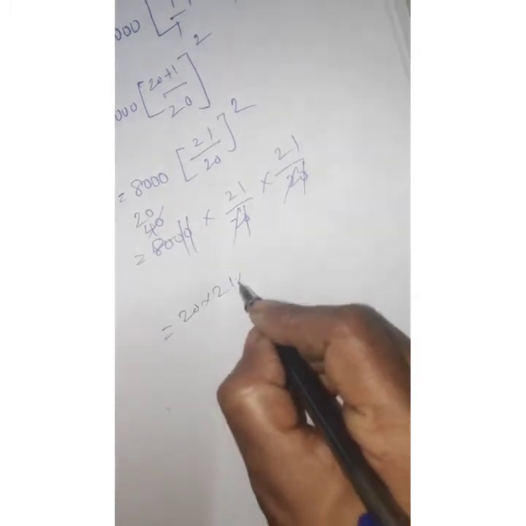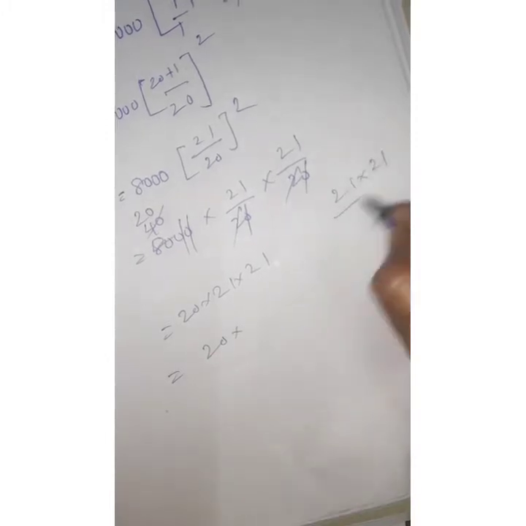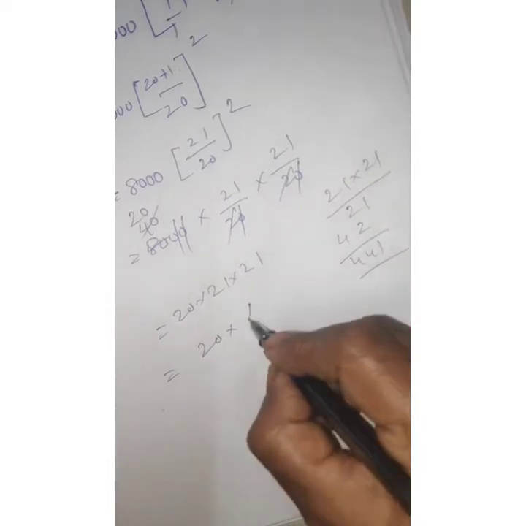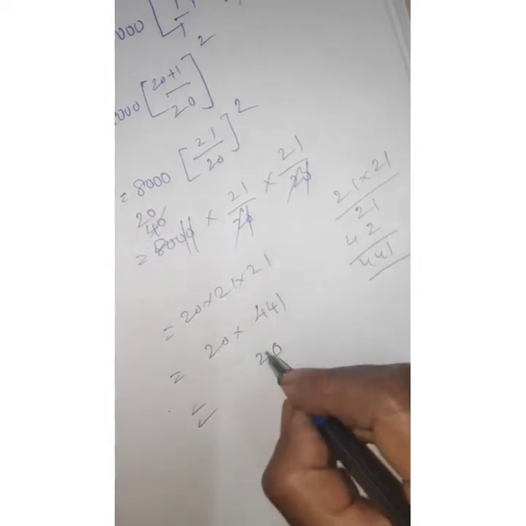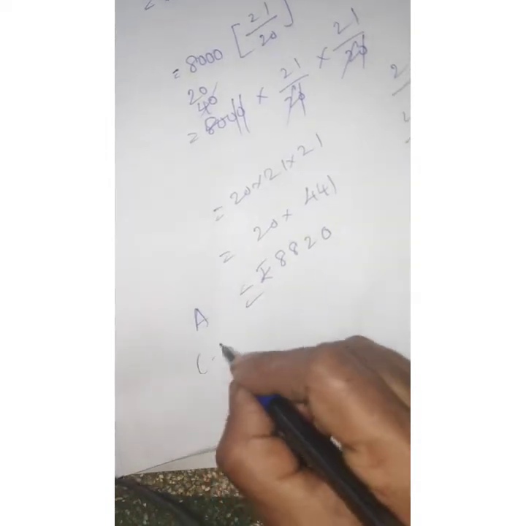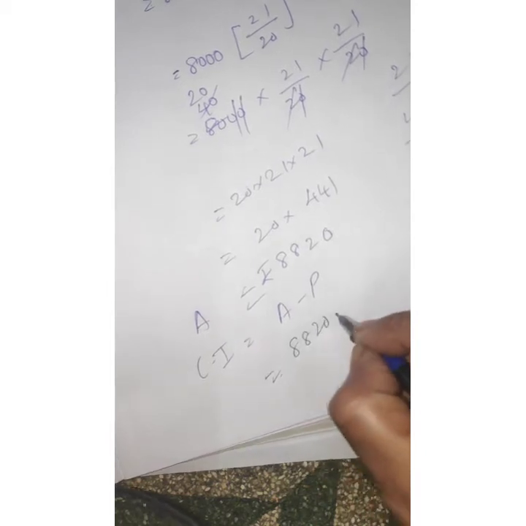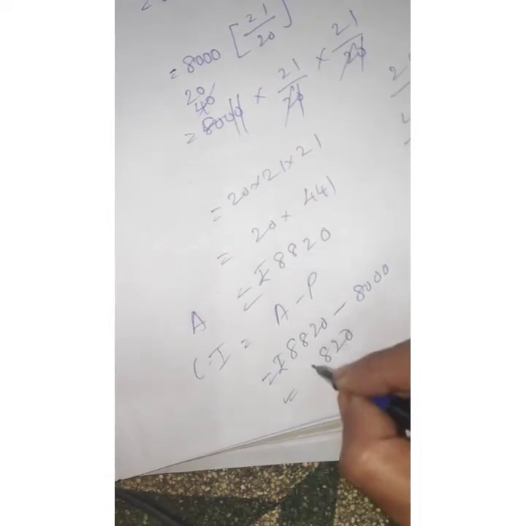20 into 21 into 21. 20 into 21 into 21 equal to 441. 441. Multiply the number. First 0 you write, 1 2 is 2, 4 2s are 8, 4 2s are 8. What is the value? A value. CI equal to formula A minus P. A value equal to 8820 minus P value equal to 8000. Minus and get the answer equal to 820. Second filling the blanks, answer is 820 rupees.